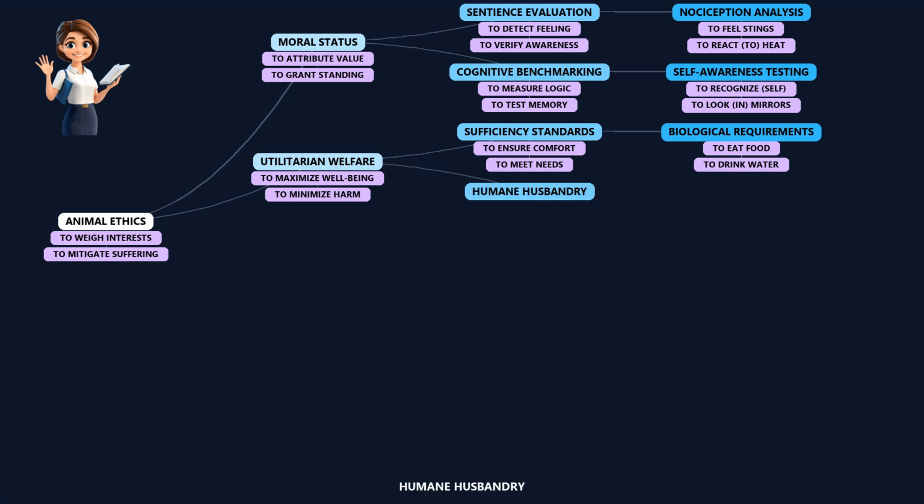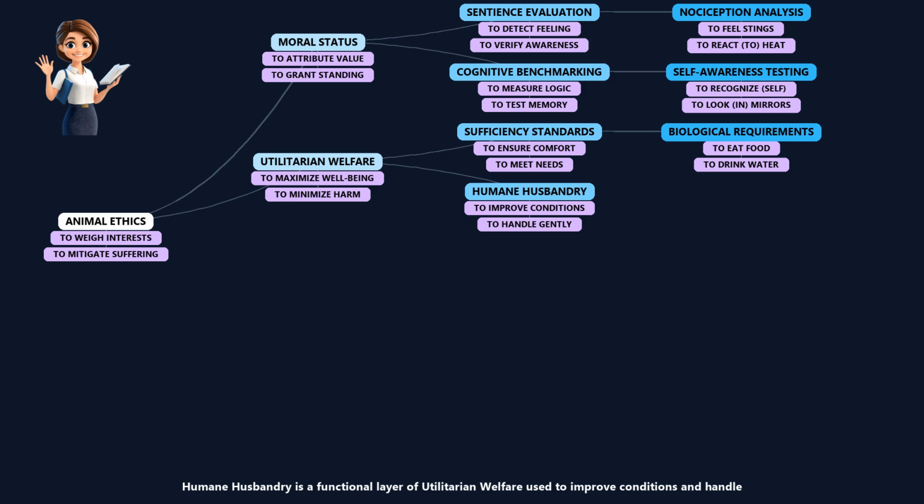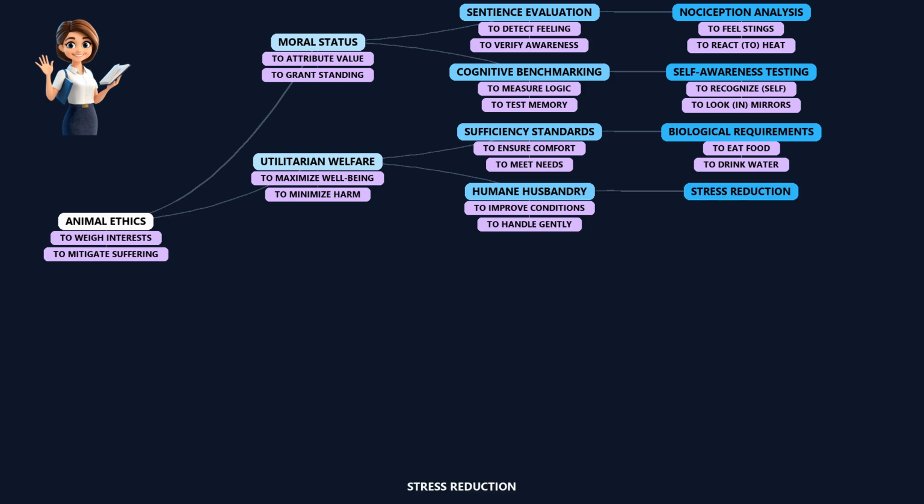Humane Husbandry. Humane husbandry is a functional layer of utilitarian welfare used to improve conditions and handle gently the animals on a farm. In short, we are treating farm animals with kindness instead of being rough. Stress reduction. Through stress reduction, workers help a cow to calm down and stop fear during a veterinary checkup. Effectively, we are making the animal feel peaceful so they don't get scared or hurt.